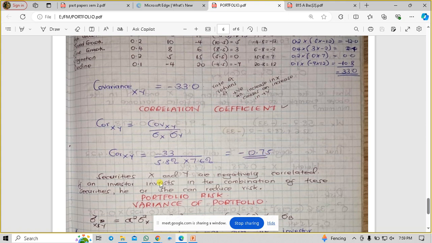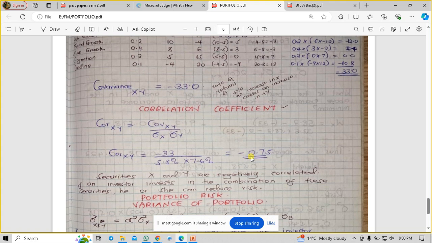And in case you're told to say something about correlation coefficient, when you have a negative, securities x and y are negatively correlated. If an investor invests in the combination of these securities, he or she can reduce risk. So there is a reduction of risk when we have a negative correlation. The meaning of this is that negatively correlated investments is, for example, you invest in real estate and then you invest in maybe farming. You invest in shares and then you invest in maybe education. So we are saying negatively correlated investments, they reduce the risk.